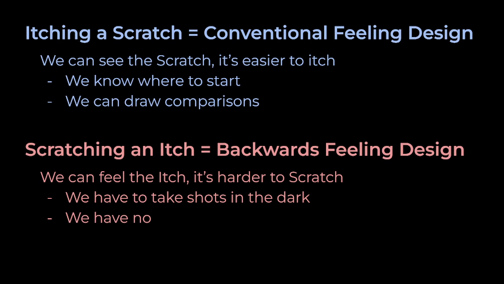We know that because it's scratching our itch. But then, scratching an itch without having a scratch is backwards-feeling design. That's kind of what I'm calling it. I haven't really been able to find any terms on this, but we can feel the itch. It's harder to scratch because we can't see it. We have to kind of take shots in the dark, and we have no comparisons to draw from.